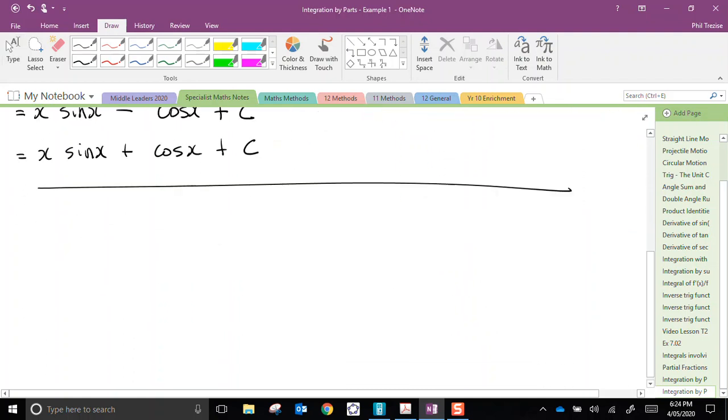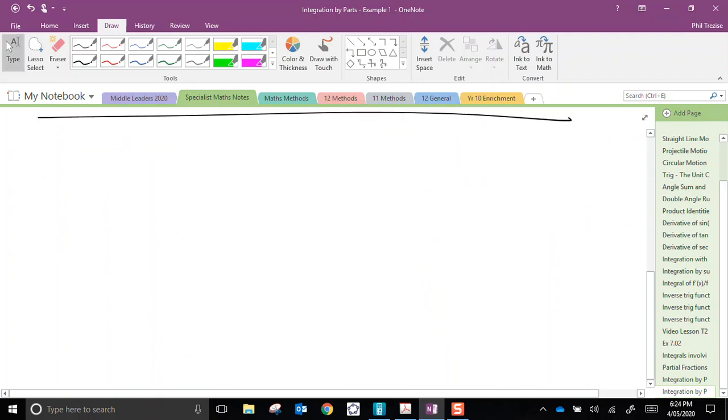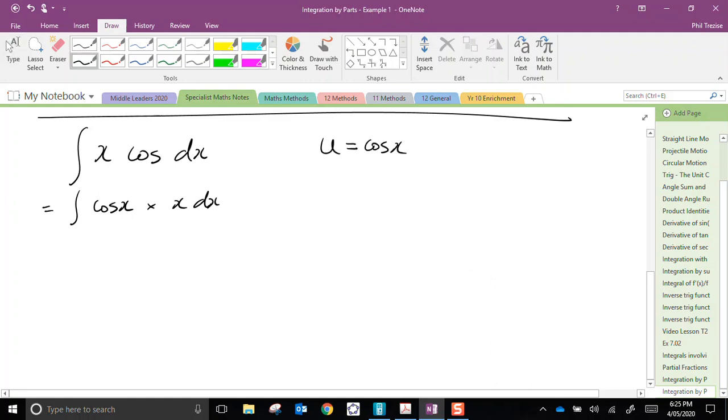Let's just try for a minute, at the risk of making this too long, and see what happens if we choose the other way around. So we had x cosine of x dx. Let's just imagine for a minute that this is cosine of x multiplied by x dx. Let's say that u equals the cosine of x. Let's say that dv equals x dx.